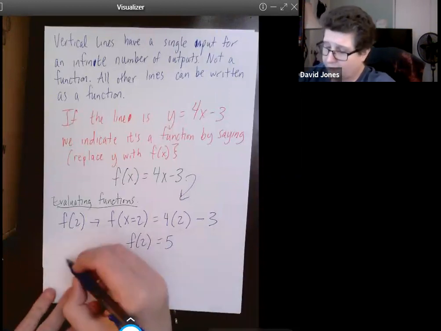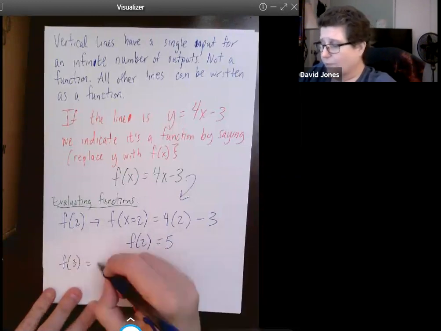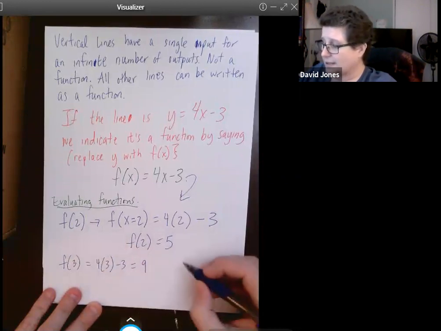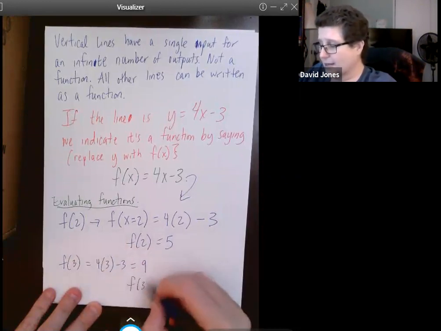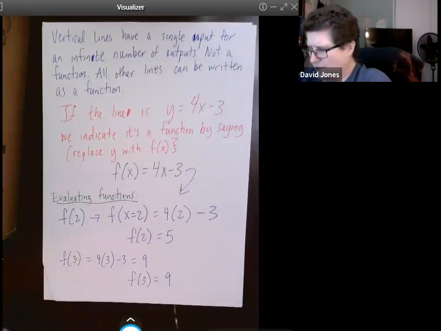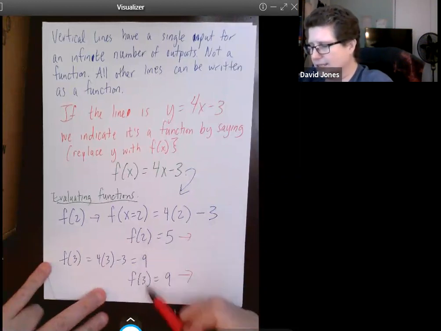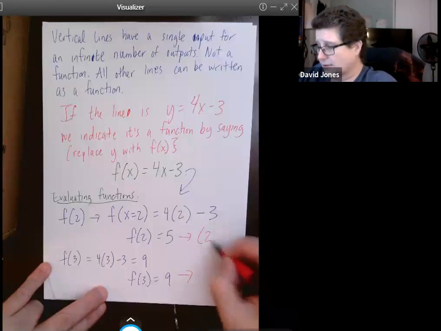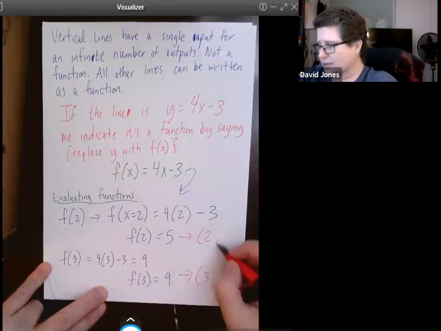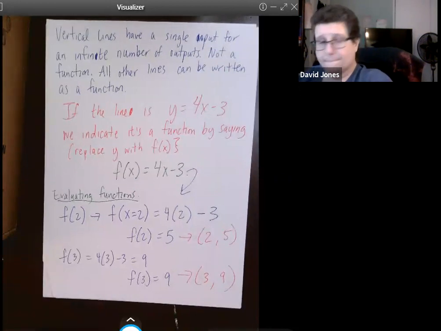If I do f of 3, 4 times 3 minus 3 is 9. So I have f of 3 equals 9. You can convert this to ordered pairs or coordinates by using what's inside as x values and what it evaluates to as the y value. Okay?